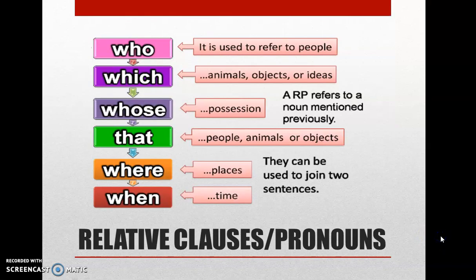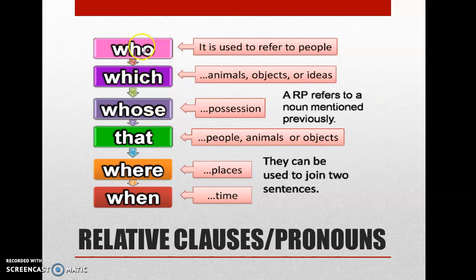Today's class is very simple. We are going to talk about relative clauses, or we can also call them relative pronouns, okay? So we are going to be talking about who, which, whose, that, where, and when, okay? I would like to highlight the fact that the word that can be used instead of who and which, okay? Later, I'm going to explain to you with some examples the specific idea, okay?